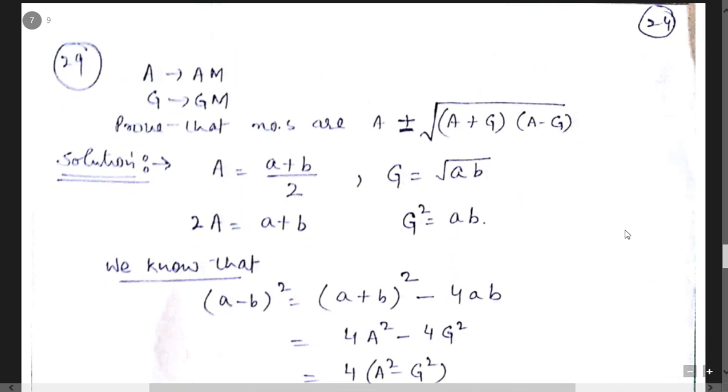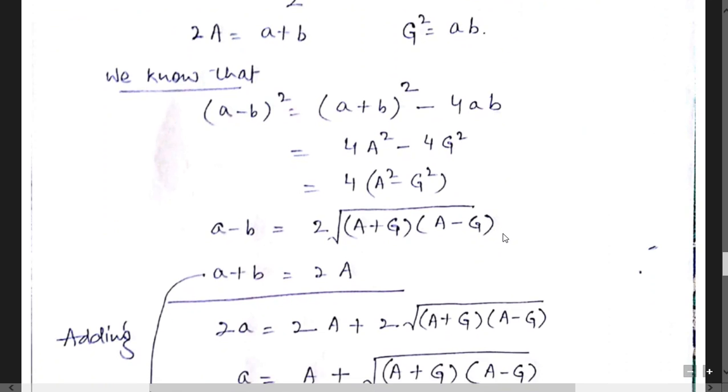Question number 29, it's again an important question. A is the arithmetic mean and G is the geometric mean, and you have to prove that the numbers are A plus minus square root of (A plus G) into (A minus G). Now what about A? It's (a plus b) over 2. It means a plus b can be written as 2A. And what about G? It's the square root of ab because it's a geometric mean. It means we can write G square is equal to ab.